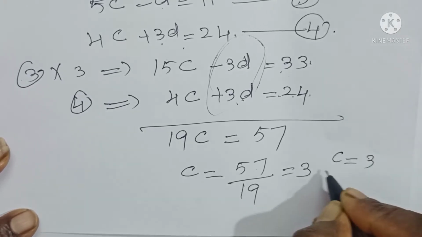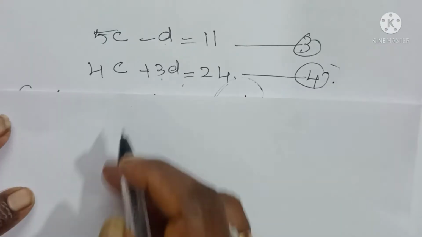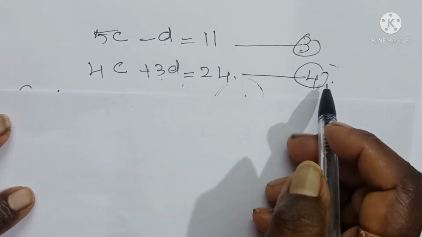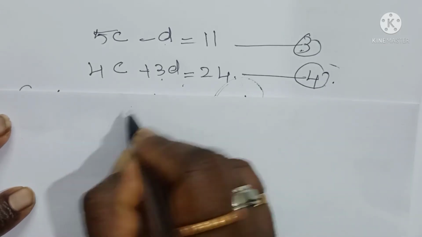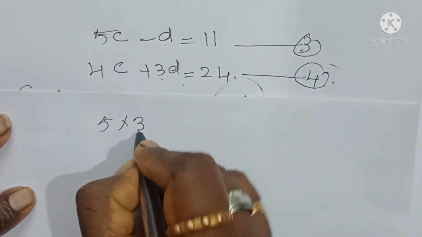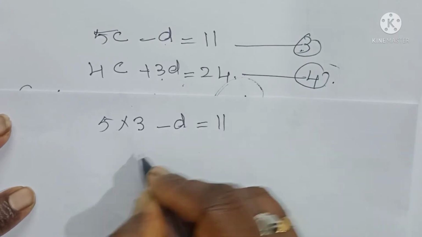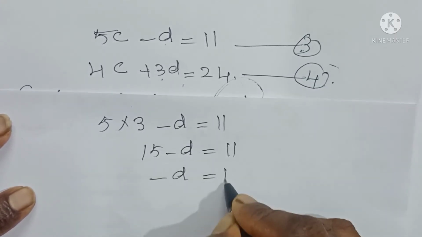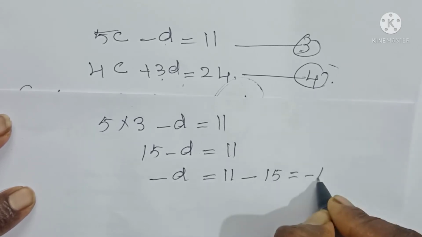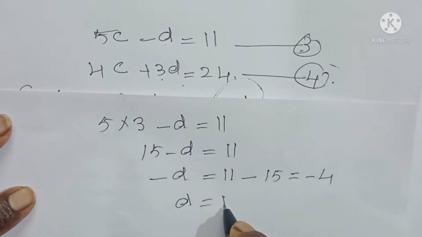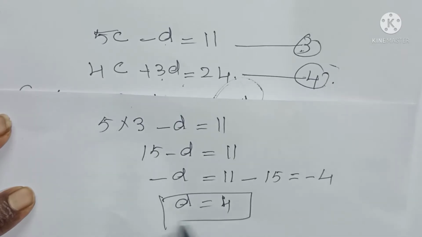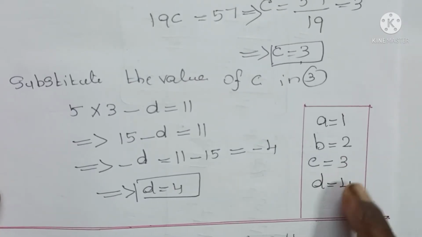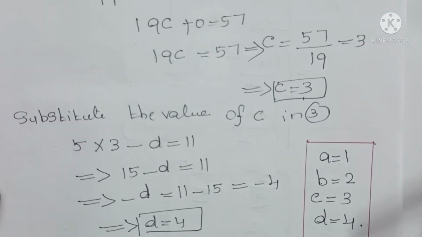So the value of C is 3. Then substitute the value of C in the third or fourth equation. I am taking the third equation. So 5 into 3 minus D is equal to 11. So 15 minus D is equal to 11. So minus D is equal to 11 minus 15, which is minus 4. So the value of D is 4. Values of A, B, C, D: A is equal to 1, B is equal to 2, C is equal to 3, D is equal to 4.